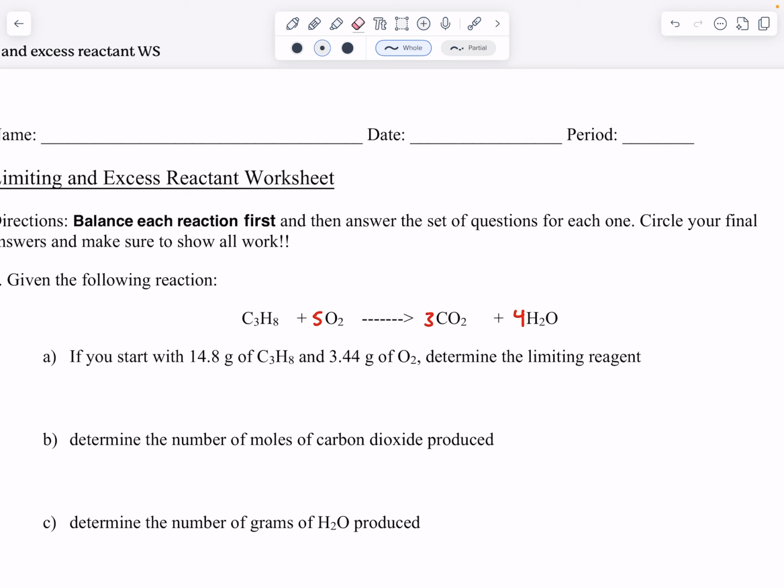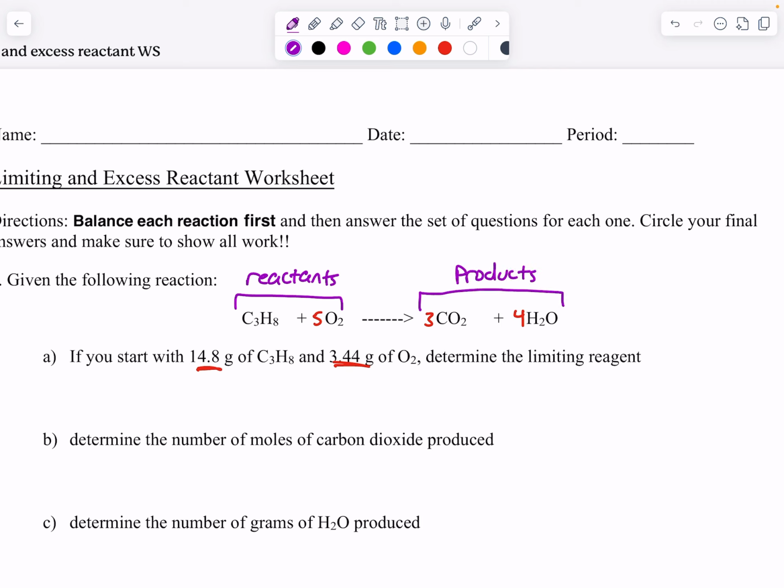Part A says, if you start with 14.8 grams of propane and 3.44 grams of oxygen, determine the limiting reactant or reagent. Like I said before in class, you might see the word reagent, you might see the word reactant. Same exact thing. So how can you identify what my limiting reactant is? Very simple. It's giving you how much of each reactant we have. Remember, reactants are on the left side of the arrow, and products are on the right side of the arrow.